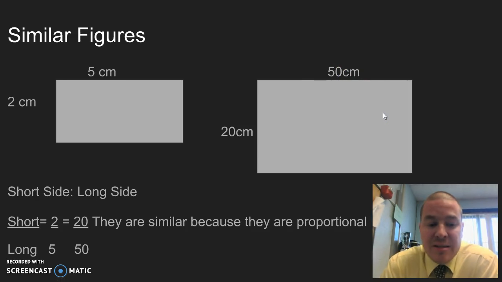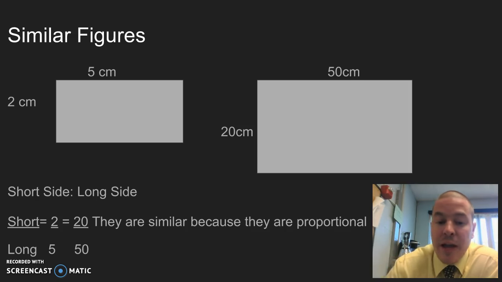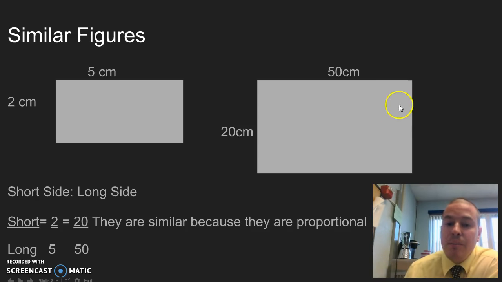Now you check to see if they're proportional. You can do it in one of two ways. You can do cross multiplication, or you can reduce. So you've got 2 over 5 equals 20 over 50. 2 times 50 is 100. 5 times 20 is 100. Therefore, they are proportional. They are similar because the sides are proportional.